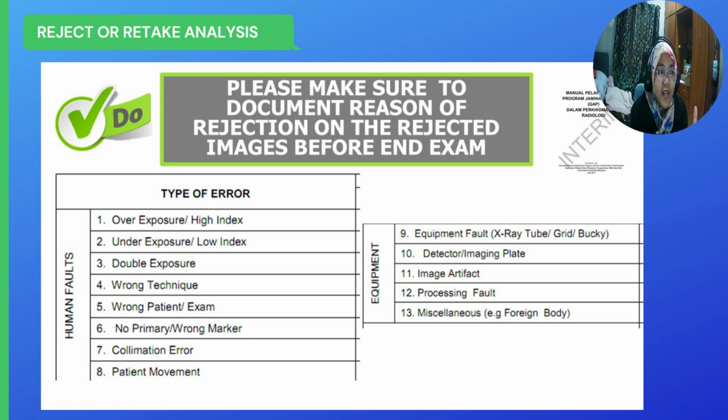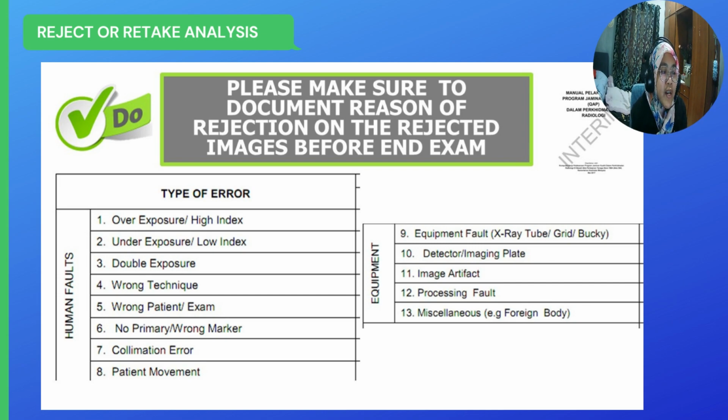Next is reject or retake analysis. So this is also included in manual QAP or department KPI. The reason for rejection or retake must be recorded in a document. What is the difference between reject and retake? Reject normally we use for all processing images using the dark room, and retake is for CR or DR. The reason is the same.